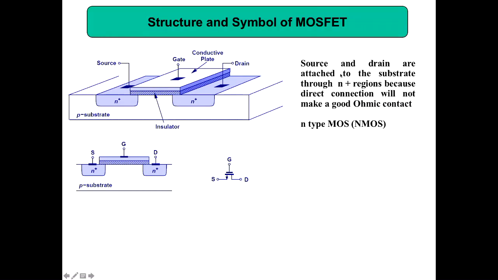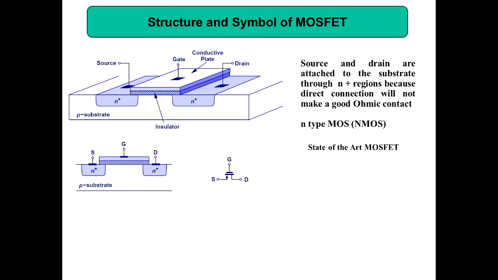Source and drain are attached to the substrate through N plus regions, because a direct connection will not make a good ohmic contact. N-type MOS is called NMOS. Please don't name the MOS transistor based on the substrate. N means negative, meaning in your channel you will get electrons as the carriers. That is the reason we call it NMOS. Anyway, we will come to that point in the coming slides.